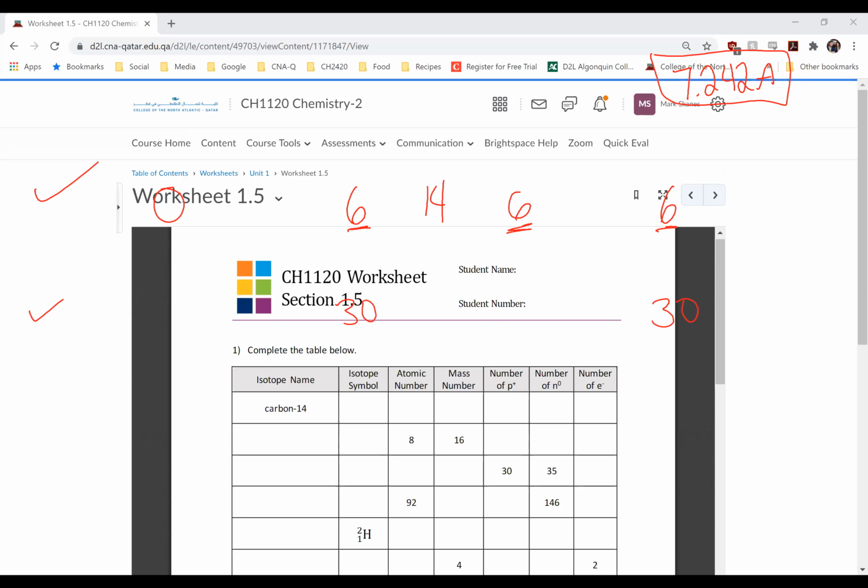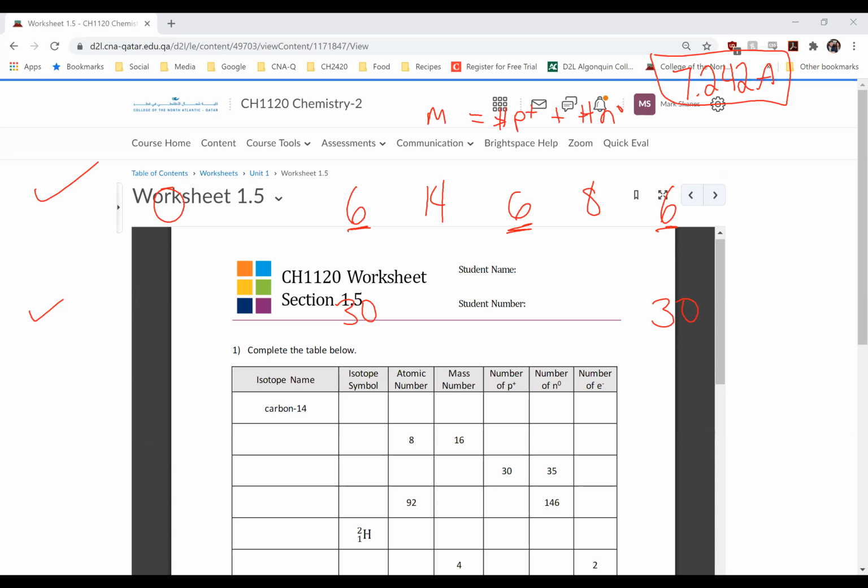Number of neutrons. Now, number of neutrons is a formula. It's not in your data booklet, but the formula is your mass number is your number of protons added to your number of neutrons. Okay, so I know my mass number is 14. I know my number of protons is 6. So I subtract and I get 8. And I'm almost done.